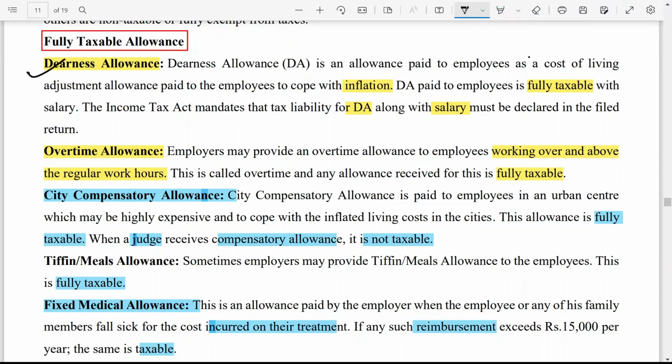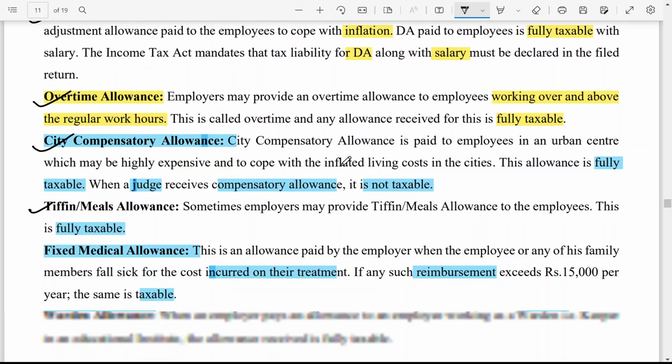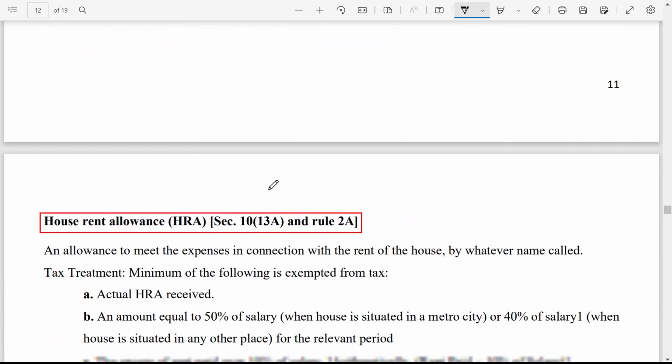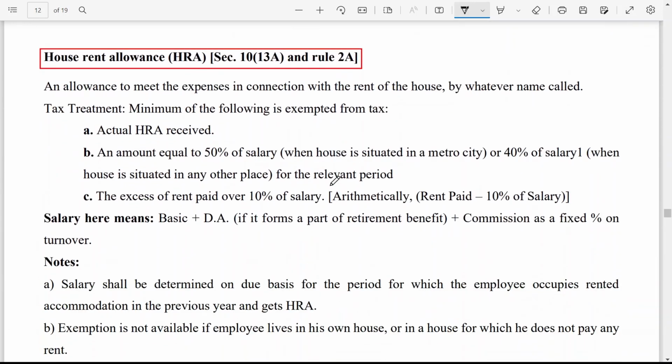Fully taxable allowances: number one, dearness allowance and overtime allowance. Number two, number three, city compensatory allowance. Number four, tiffin or meal allowances. Next one, fixed medical allowances. And the last one, warden allowances. Now, some more allowances we have to discuss.